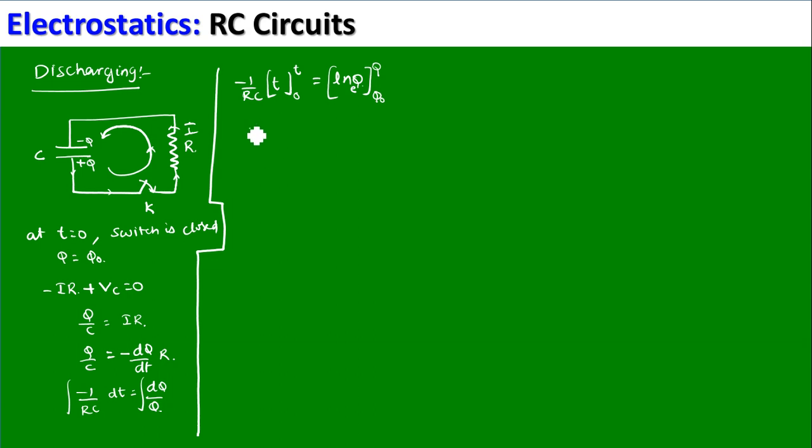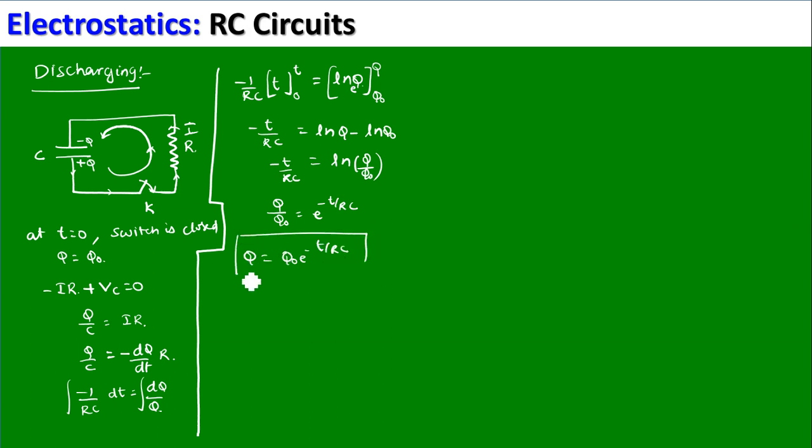Now if I substitute the upper limit, I'll get minus t by RC. If I substitute the lower limit, I'll get 0, so let me forget about that. Next, log q minus log q naught, isn't it? So can I write it as log q by q naught, which is equal to minus t by RC. So q by q naught is equal to e power minus t by RC, I have just applied exponential on both sides. That's it. So q is equal to q naught into e power minus t by RC. This is how your discharging is going to happen.